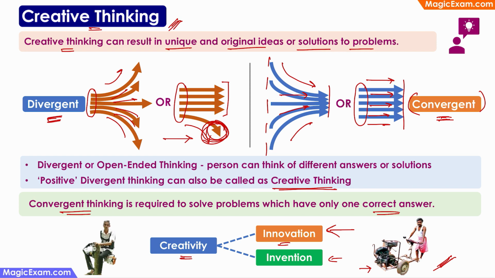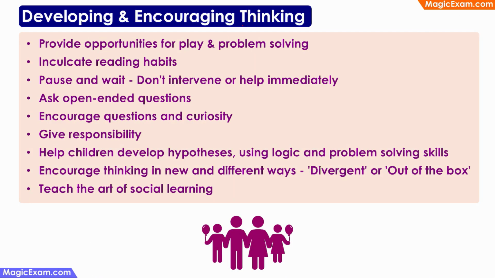Whereas there is another farmer who invented a scooter which can climb trees, and he uses it for climbing coconut trees and arecanut trees to get the coconuts or the arecanuts from the top of the tree. So this is an invention because there is no such tree climbing scooter anywhere else. So he invented it. Therefore, creativity can be innovation. It can also be an invention. So this is what creative thinking is all about.